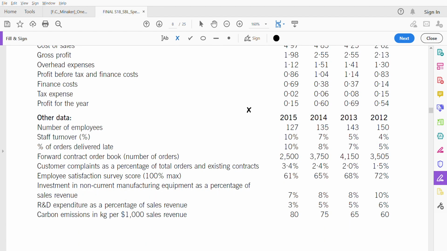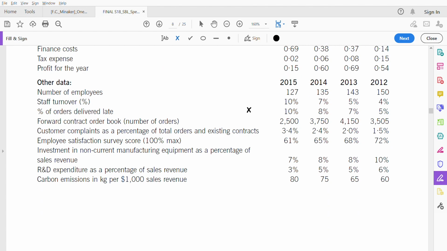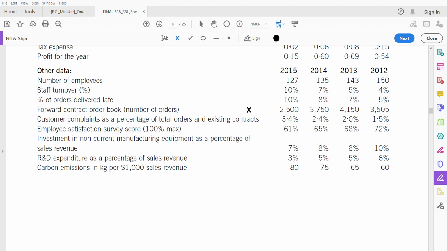Now let's go to the other data. Some are financial, some are non-financial. So the number of employees, you can see it reduced from 150 to 127. Staff turnover increased from 4 to 10%. Percentage of orders which are delivered late also increased. It's a problem. Red sign. From 5 to 10%.